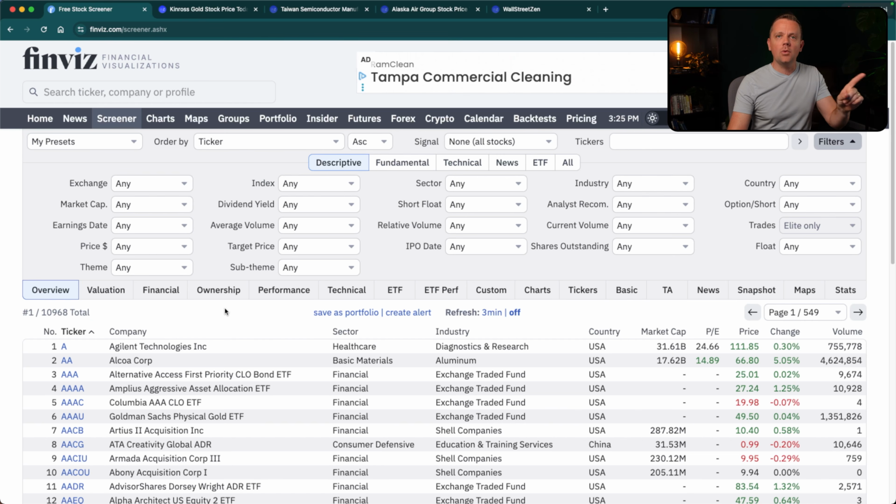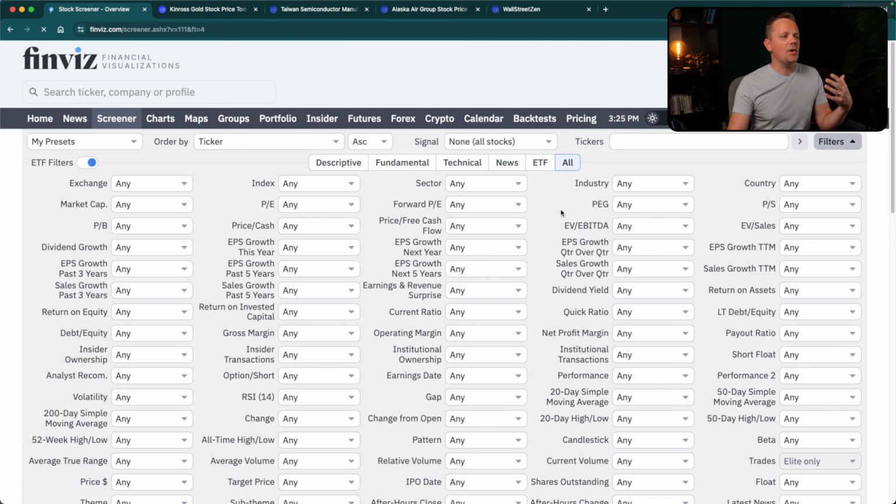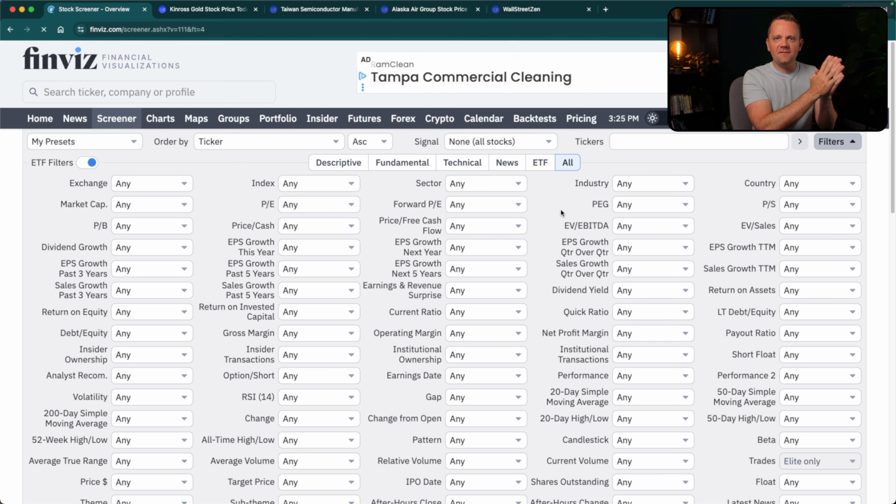Now, the first thing you're going to want to do is go over and click the all button. So it's right now highlighted on descriptive. Go over to all. This is going to give you access to all of the filters. Don't worry, we're not going to touch all these. We just want to focus on 6 very specific filters to get to the stocks we want to see.